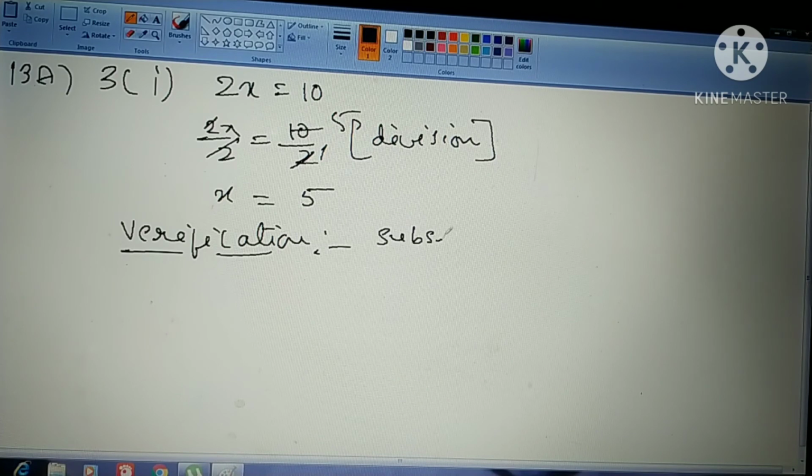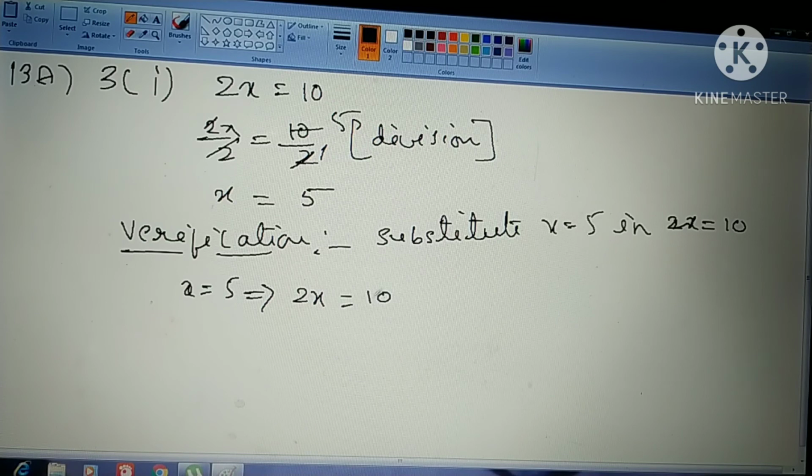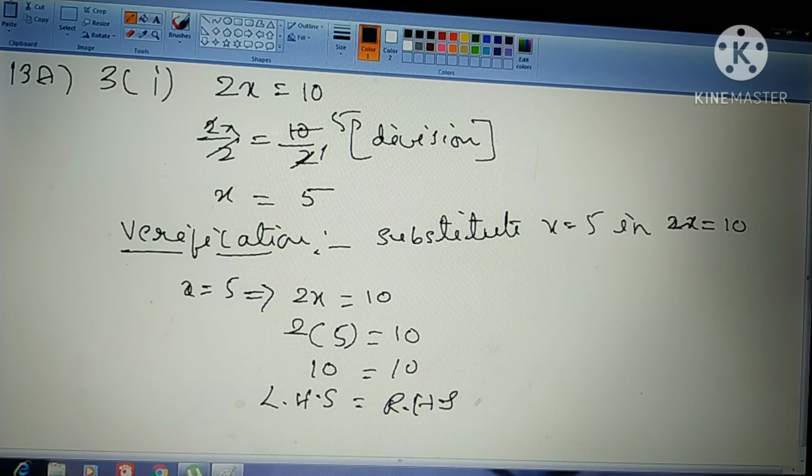So substitute x is equal to 5 in 2x equal to 10. What you get here? In place of x, place the value, that is 5. So 2 5s, 10. That is equal to 10. So LHS equal to RHS. Understood? Okay.